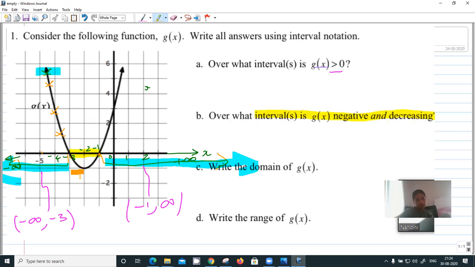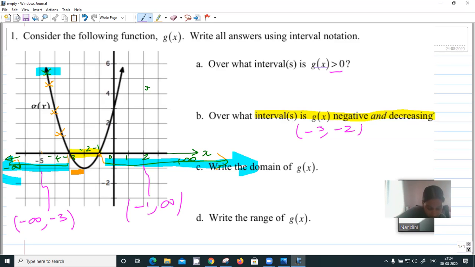So what is the interval here? -3 comma -2, with curved parentheses, negative and decreasing. Yes, curved brackets. Okay. Write the domain of g of x.